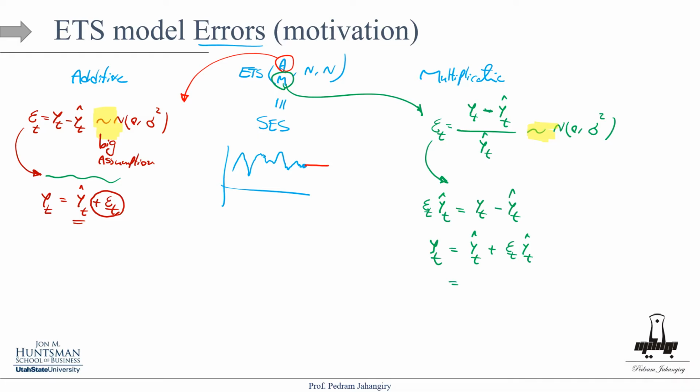So we can simplify it further. Your yt is going to be y hat t multiplied by (1 plus epsilon t). So this is where the term multiplicative is coming from, right? This is multiply 1 plus epsilon, whereas this is plus epsilon. So that's basically the difference. And obviously later on we can write this down. If we are talking about ETS A, N, N, let me actually do something like this.